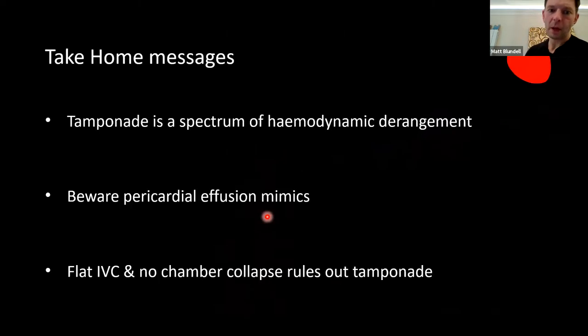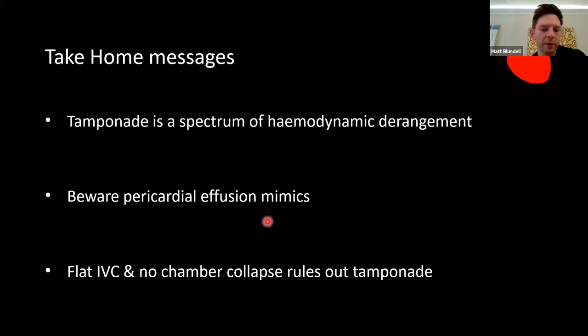I hope I've convinced you that tamponade is not an all-or-nothing diagnosis. It's a spectrum of hemodynamic derangement. Our patient was tachycardic but holding his blood pressure, and had some echo findings of tamponade. But the right thing to do for this patient was just to observe and do serial echoes. If his blood pressure had started to drop, or the RV and RA were collapsing for longer, you would have more evidence to say this is someone we're going to try to get a pericardiocentesis on early.